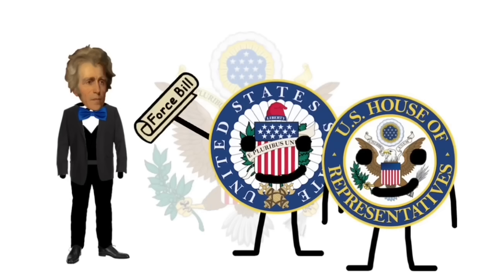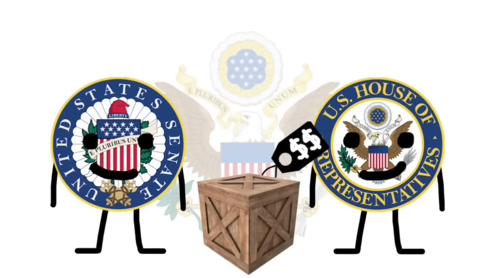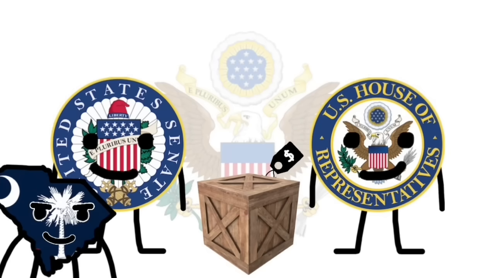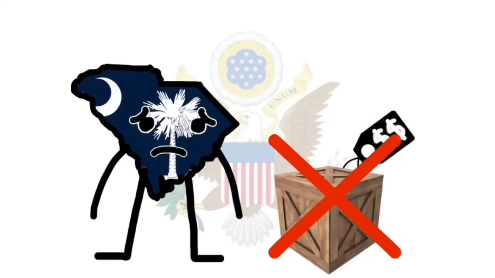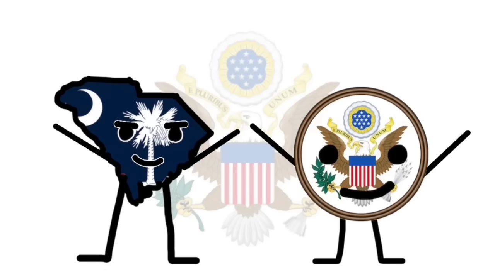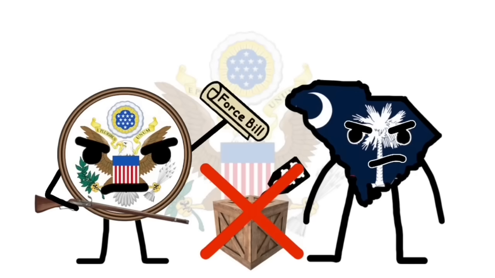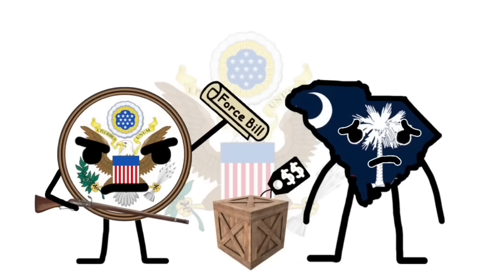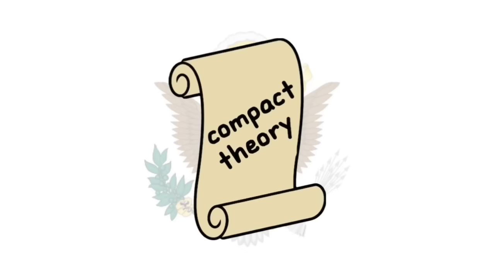At Jackson's urging, Congress passed the Force Bill, which authorized him to use force to uphold the law. At the same time, Congress passed a lower tariff, which was more acceptable to South Carolina. With the passage of these two laws, South Carolina finally backed down, rescinding its nullification ordinance and ending the crisis. However, both sides were able to declare victory. South Carolina successfully used compact theory to pressure Congress into making concessions, while the federal government successfully reasserted its authority by pressuring South Carolina to comply with the law. Although the nullification crisis was over, compact theory had not been defeated.